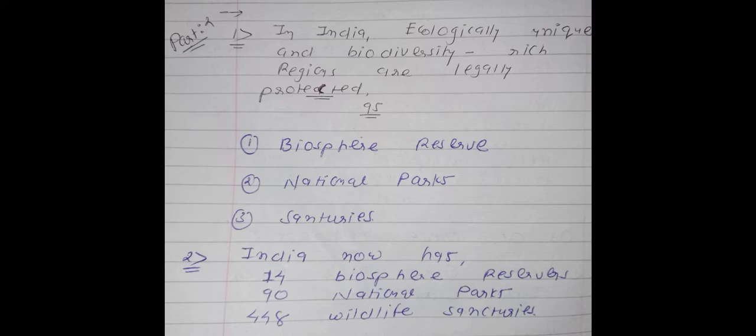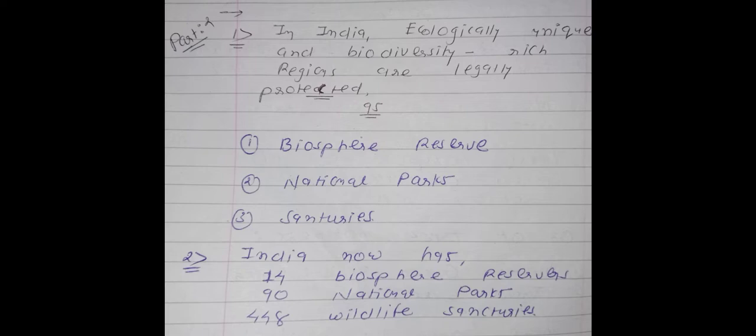Now we will talk about part number 2 of this same question. First point: in India, ecologically unique and biodiversity rich regions are legally protected. Ecologically unique means having different types of species and different types of ecosystems. These regions are legally protected by the government. The first name is biosphere reserve, second is national parks, and third is sanctuaries. So you will remember these three names.